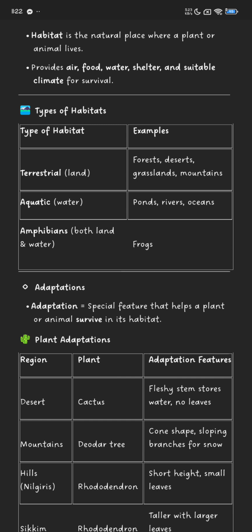Terrestrial: the forest, desert, grasslands, mountains. Aquatic: the ponds, rivers, oceans. Amphibians: frogs.